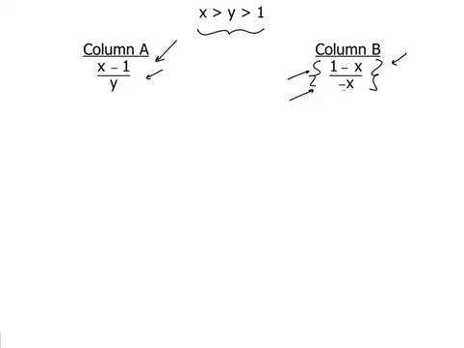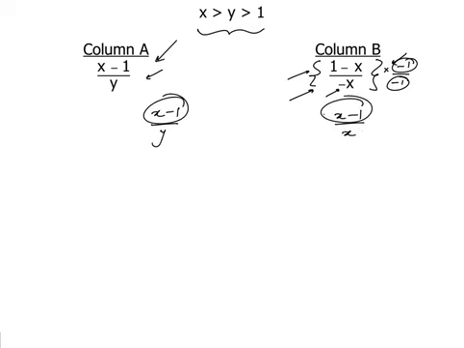So first thing is, you'll notice this is a minus x. Try to make everything positive. So I'm going to multiply both numerator and denominator by minus 1. So that will become x minus 1 over x. Now you'll see that this piece is the same on both sides. And we also know x is greater than 1, which means that x minus 1 would be greater than 0.